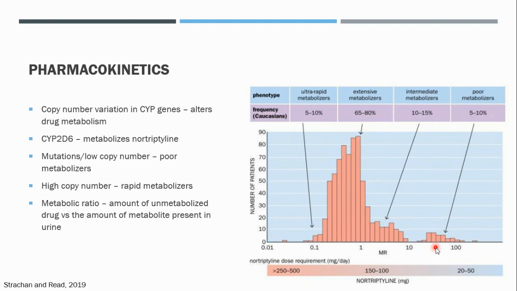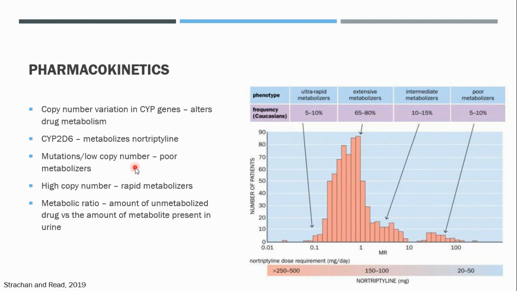So poor responders were then tested, and they found that poor metabolizers of the drug had these mutations or low copy numbers of the CYP2D6 gene, whereas ultra-rapid metabolizers had very high copy numbers of the gene. These metabolic ratios were then used to inform the dose of nortriptyline required to treat these patients. And therefore, ultra-rapid metabolizers required a higher dose of nortriptyline per day compared to poor metabolizers.